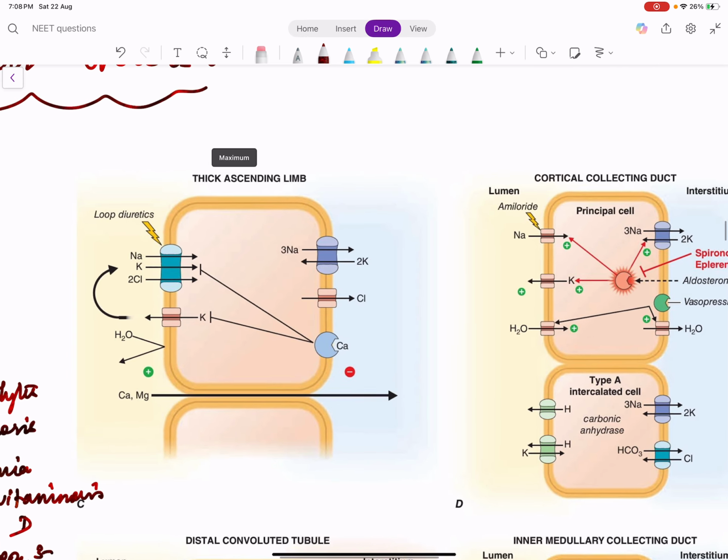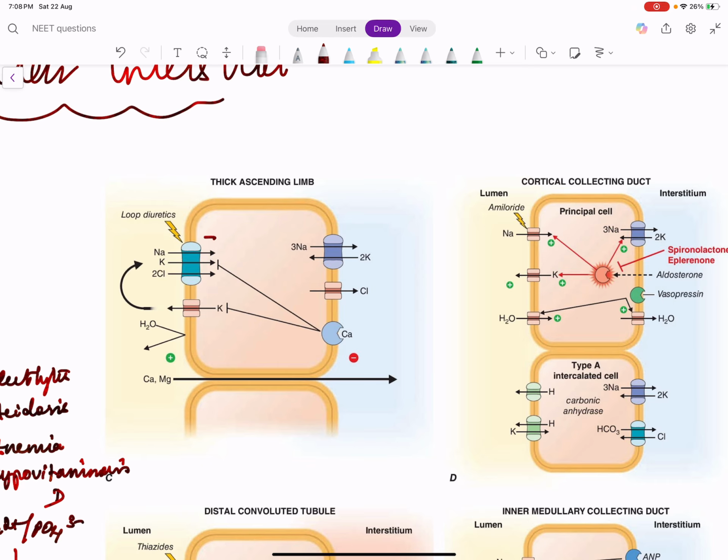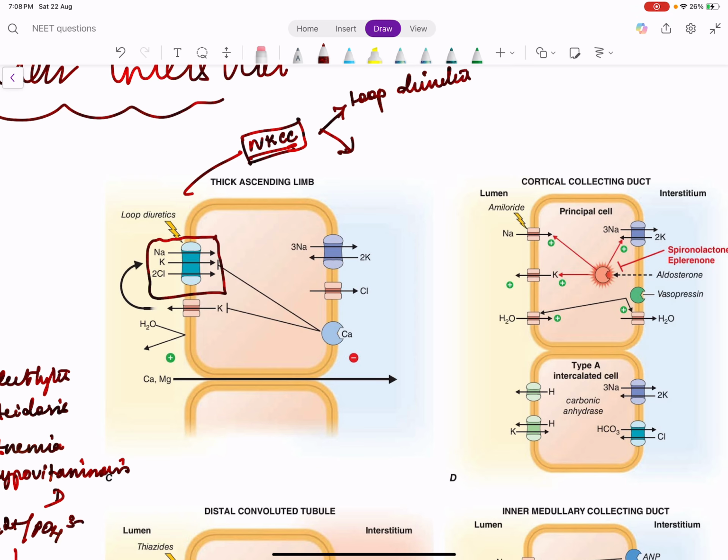Now, what is the important channel in the thick ascending limb of the loop of Henle? It is the NKCC2 channel, sodium potassium 2-chloride channel. Two important points which you must remember about this channel: loop diuretics act on this channel. One disease affects this channel, which is Bartter syndrome.